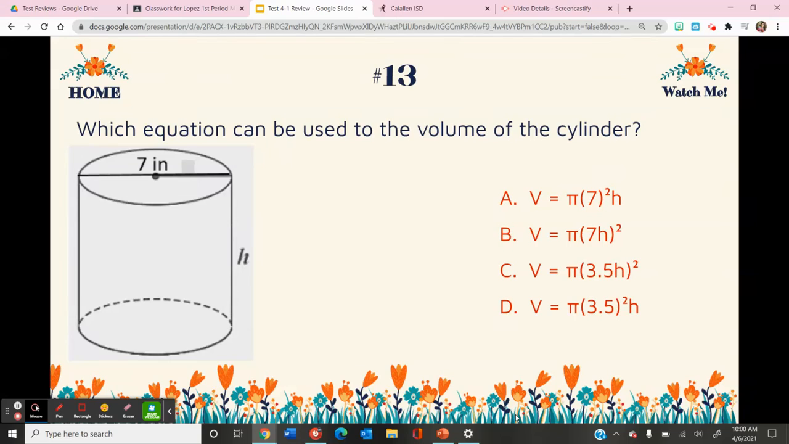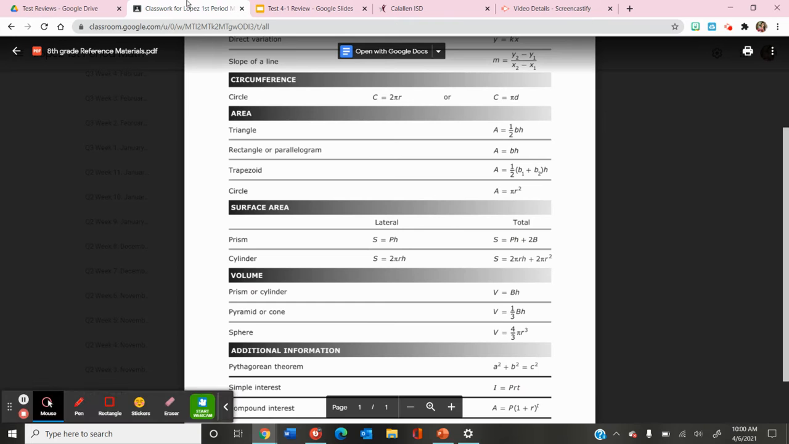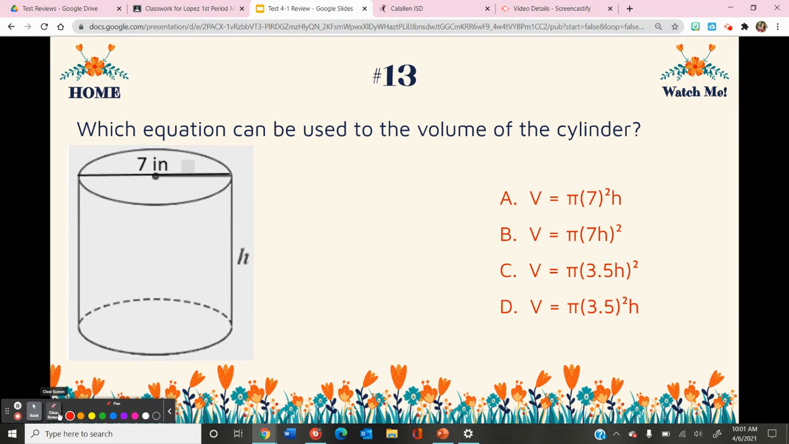Number 13, which equation can be used to find the volume of the cylinder? So let's go ahead and start off by writing out the formula for volume of a cylinder. Opening up my formula chart, we find that the formula for volume of a cylinder is V equals big B times little h. So I'm going to go ahead and write that. V equals big B times little h.